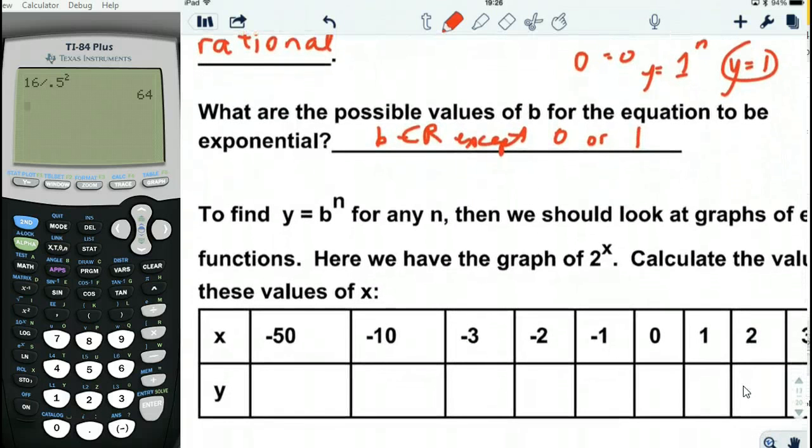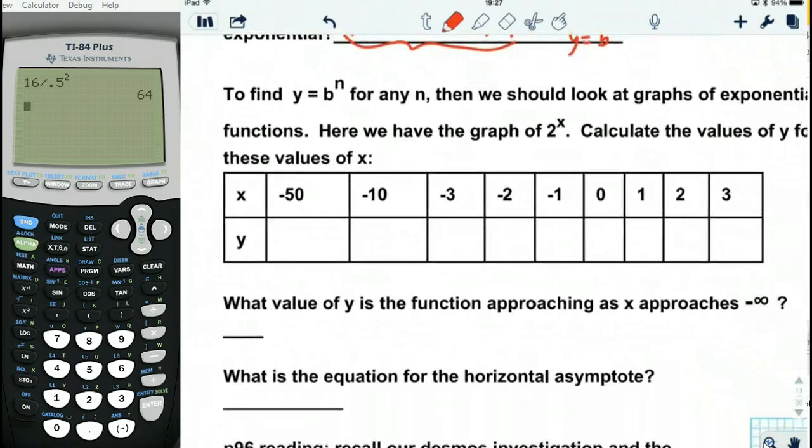And then there's the case of negatives, which gives some really weird results with exponentials too. So b cannot be negative either. So change that: b is greater than 0, and also b cannot be 1. Okay, so if these two things are satisfied, then the equation y equals b to the n is an exponential.